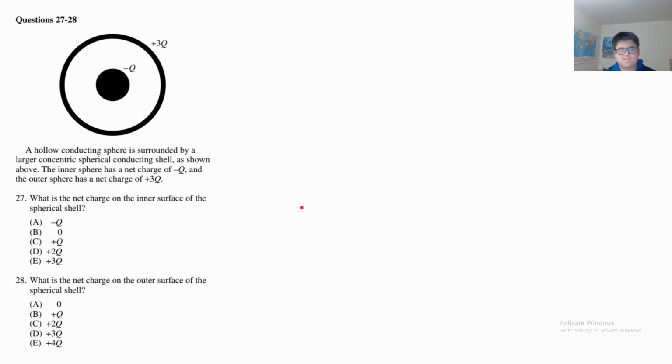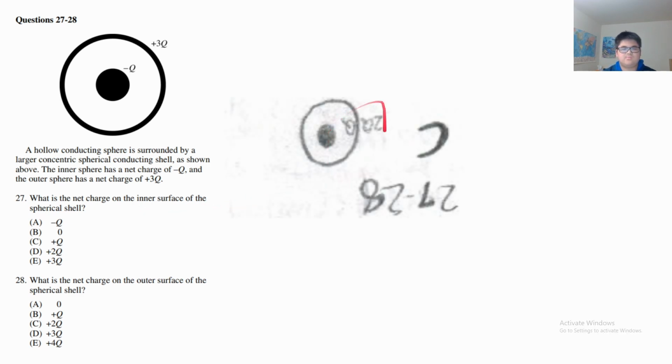Alright, so this one is pretty self-explanatory. I don't think it requires much explaining to do. The answer is C for both of them. It's upside down, I don't know why, but the answer is C because the inner sphere has a total net charge of minus Q and the outer sphere has a net charge of plus 3Q.